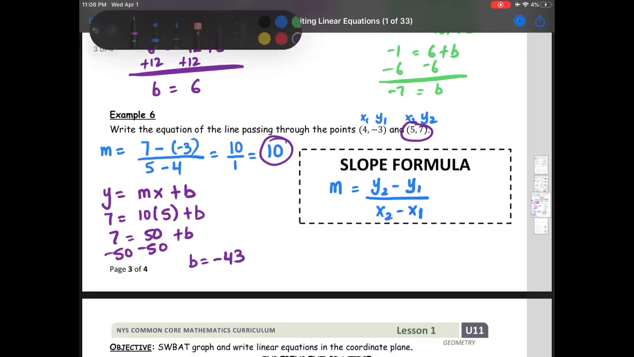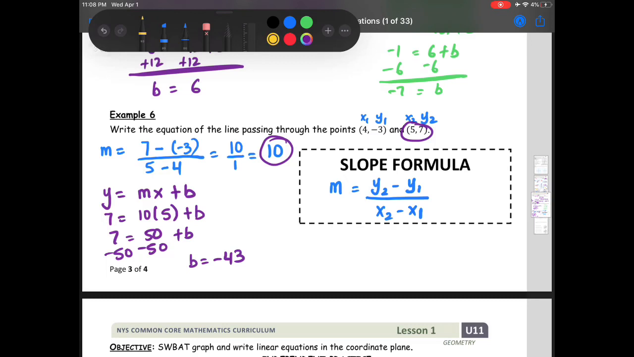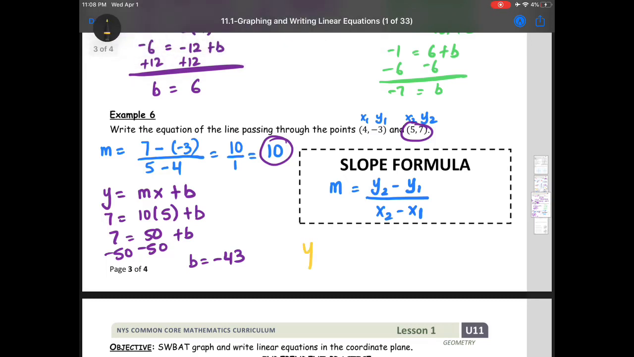Now I have my b. I have my slope, right? And so I can write down the equation. So it's y equals, it's mx plus b, so 10x minus 43. And that is your equation for these 2 points, right?